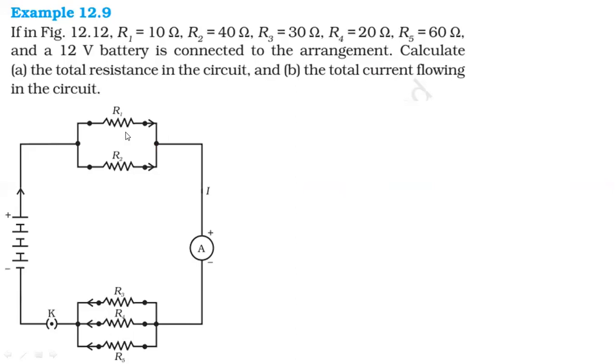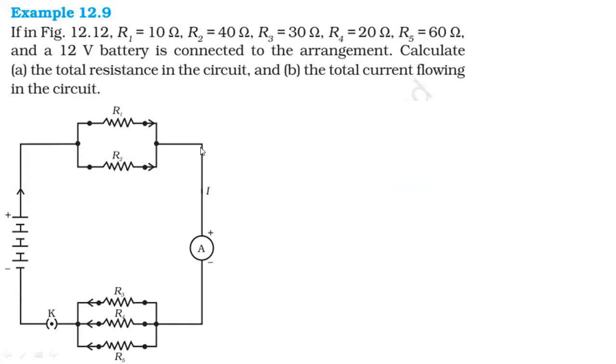It is example 12.9. In this case, what they have done is there are two combinations which are given. So let us try to understand this first and then we will solve the question. So you can see there is a battery arrangement here. Current is going through R1 and R2, but you can see they are in parallel, okay, one above the other. They are connected between two common points. So R1 and R2 are parallel to each other.